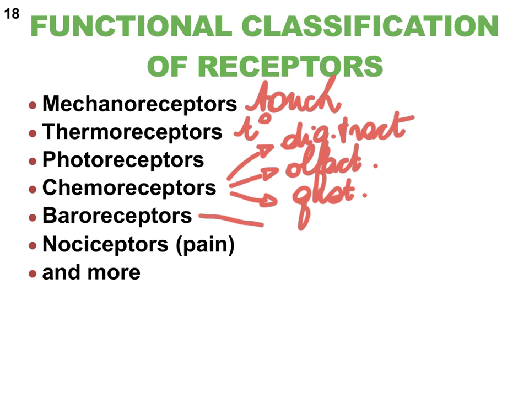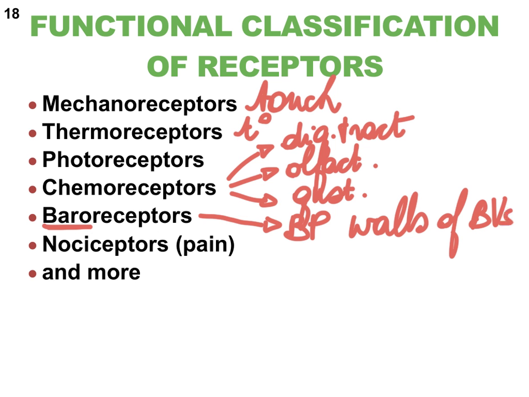Baroreceptors, you will talk a lot about in A&P 2 as well. Baro, think of the term barometer. A barometer is a device that measures differences in pressure, air pressure to be more specific. So baroreceptors detect changes in blood pressure, and they're located in the walls of some major blood vessels. Not all of them, but in some of the major blood vessels.